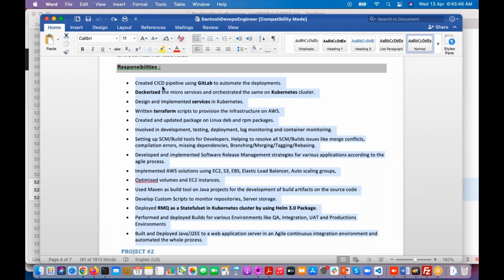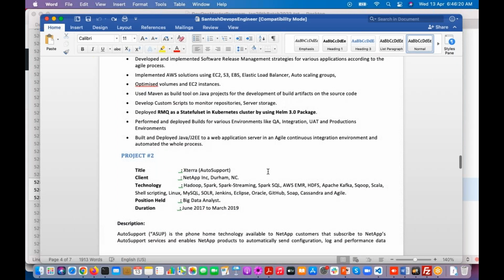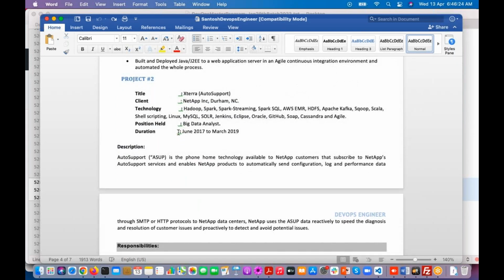We are going to share them. See, he mentioned that he created CI/CD pipelines using GitLab to automate the deployments. Dockerized the microservices and orchestrated them on a Kubernetes cluster. Right. So like this, you can change your current roles and responsibilities to DevOps roles and responsibilities. That's all. You can easily do it. You can keep the same projects, and the roles and responsibilities will be different.